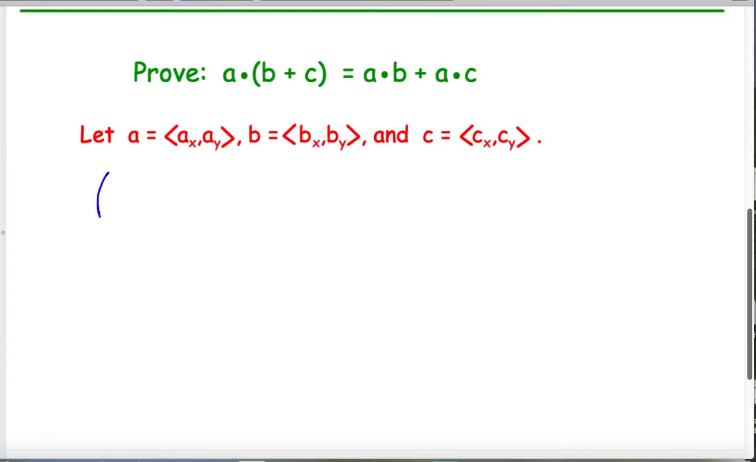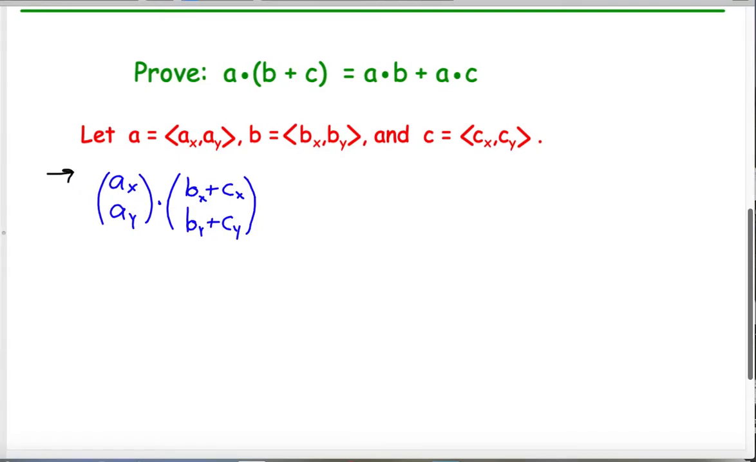So I'm going to write these vertically. So I'm going to have a sub x, a sub y, dot. And then if I add b plus c, the x component will be b sub x plus c sub x, and then b sub y plus c sub y, and I'll do the dot product with those. And so for the dot product, I'm going to multiply the x component times that, and these are numbers, so I'm going to be able to use the distributive property there, and then I'm going to multiply a sub y times those.